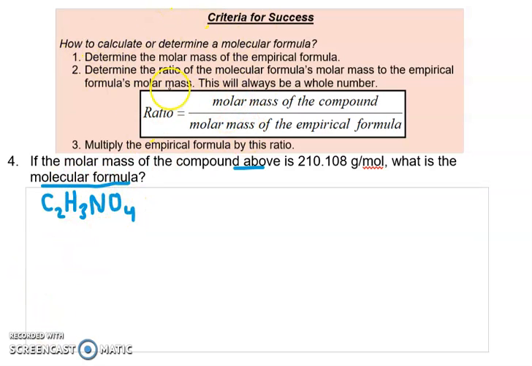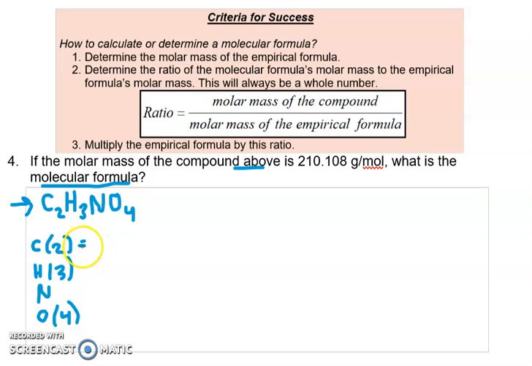Okay, so this criteria for success is telling me to determine the molar mass of the empirical formula. I know that this is my empirical formula because these ratios, 2 to 3 to 1 to 4, I cannot make these any smaller. So I have to find the molar mass of this whole thing. I know that there are 2 carbon atoms because of the subscript 2. I know that there are 3 hydrogen atoms. There is just 1 nitrogen and there are 4 oxygen atoms.